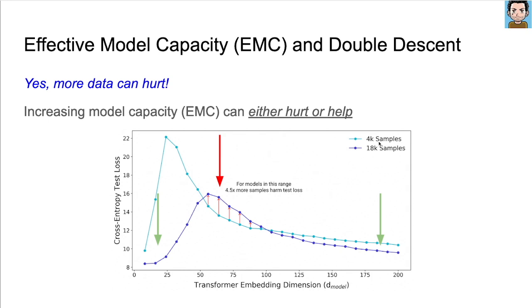The cyan curve denotes a small training dataset, while the blue curve denotes a large training dataset. If our model is under-parameterized or over-parameterized, more data will help and we will achieve lower test error. However, if our model is in the critical regime around the interpolation threshold, the test error can increase as highlighted by the red arrow. In this example, adding 4.5 times more samples hurt the test error.